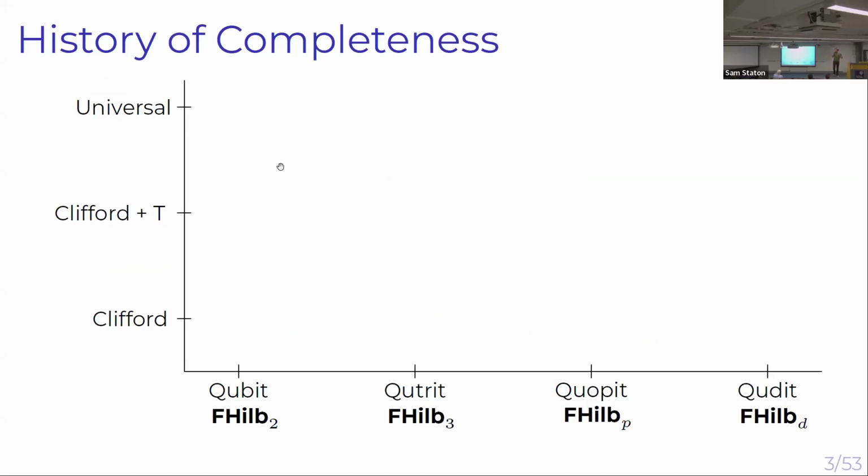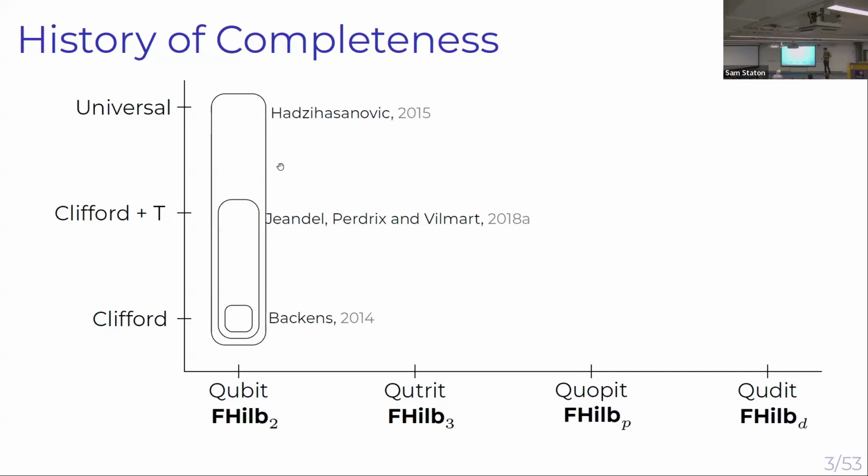And here I'm going to briefly show you the motivation or significance of the result we have: the history of completeness results over the years. First of all, Miriam was the first to show completeness for the ZX calculus. That was back in 2014, and that was the Clifford fragment of the ZX calculus. Later, Amar showed the completeness of the universal fragment of the ZW calculus, and based on that result, the Clifford plus T fragment of the ZX calculus was shown to be complete, and then later the universal fragment of the ZX calculus was shown to be complete.